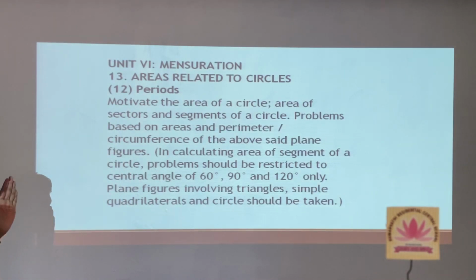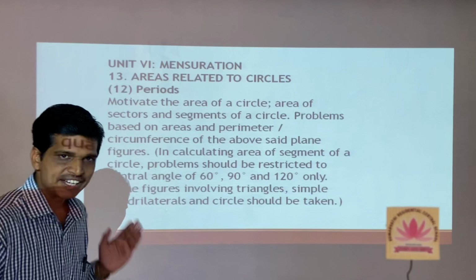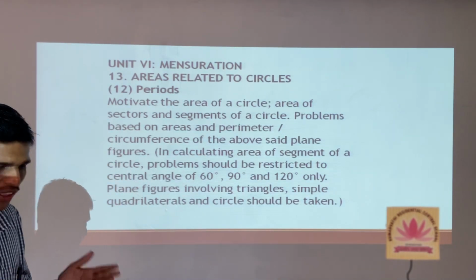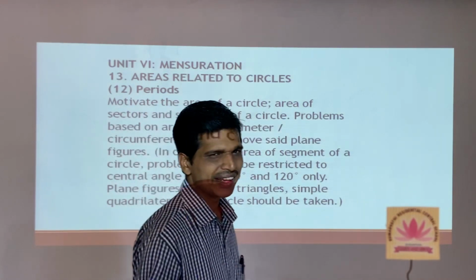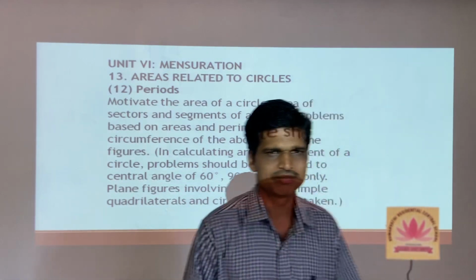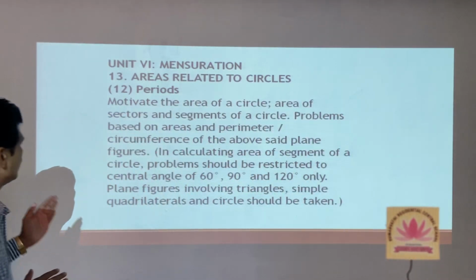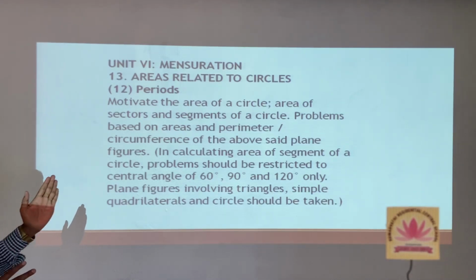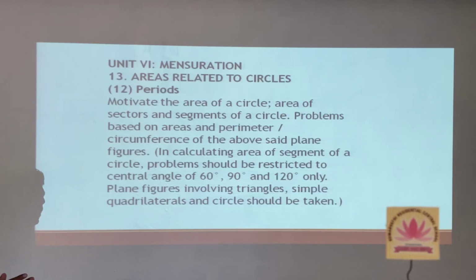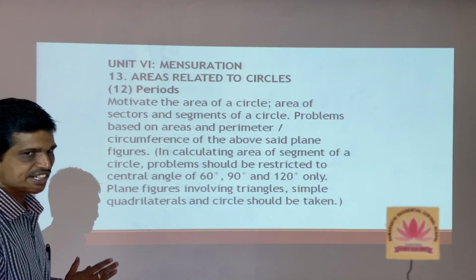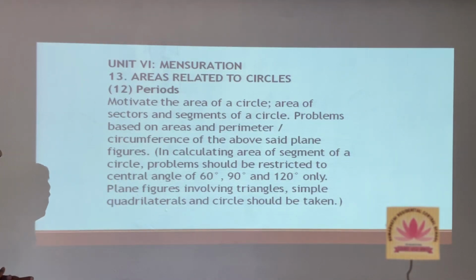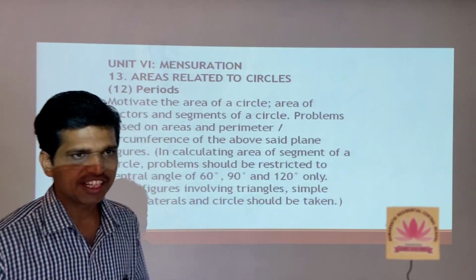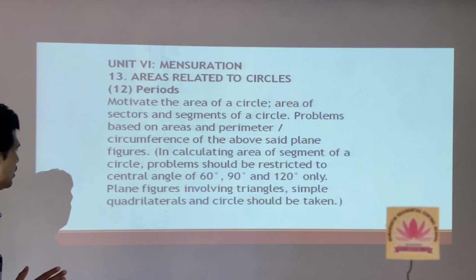Trigonometric ratios of complementary angles. You know complementary angles and supplementary angles: when the sum of two angle measures equals 90 degrees, they are complementary, and when the sum equals 180 degrees, they are supplementary. Based on that, we have to apply the trigonometric ratios and their identities and solve the problems. Next. The next chapter, the 12th, is related to heights and distances, angles of elevation and angles of depression.